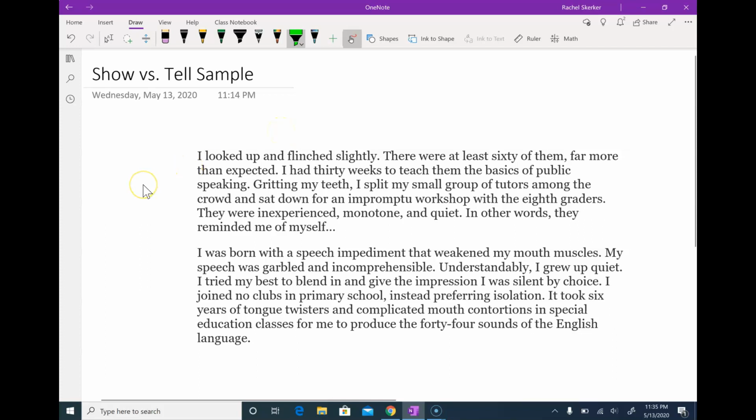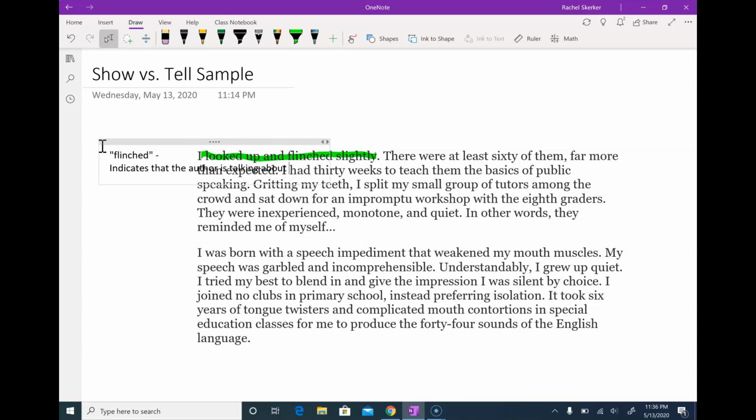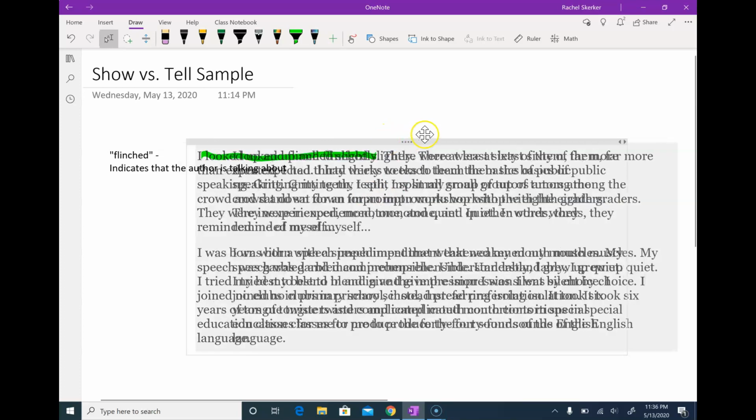So automatically as a reader, the first line that grabs my attention is "I looked up and flinched slightly." Looking at the person's word choice here, "flinched" is a powerful word. It indicates that the author is talking about, let me just move this over here.